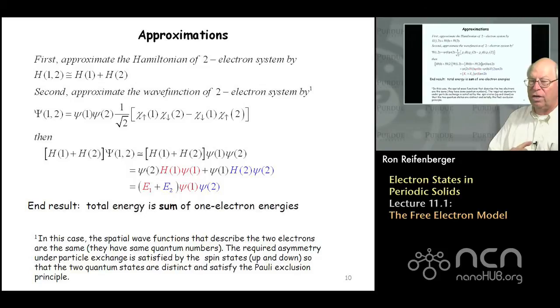1-particle solutions? Well, to a first approximation, the Hamiltonian then breaks down into two terms. One term just contains the coordinates of particle 1. The other just contains the coordinates of particle 2. And the wave function for this 2-electron system is then defined as the product of the spatial part of the wave function times this term, which contains the spin part of the wave function.